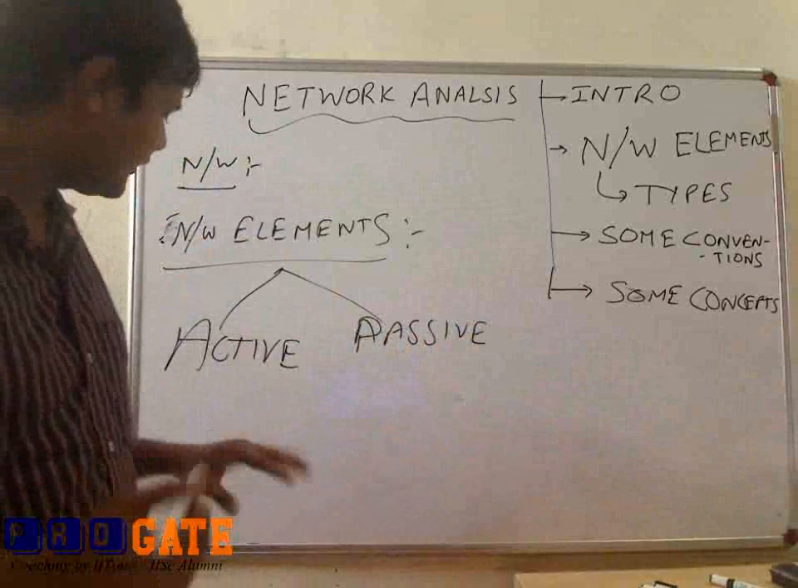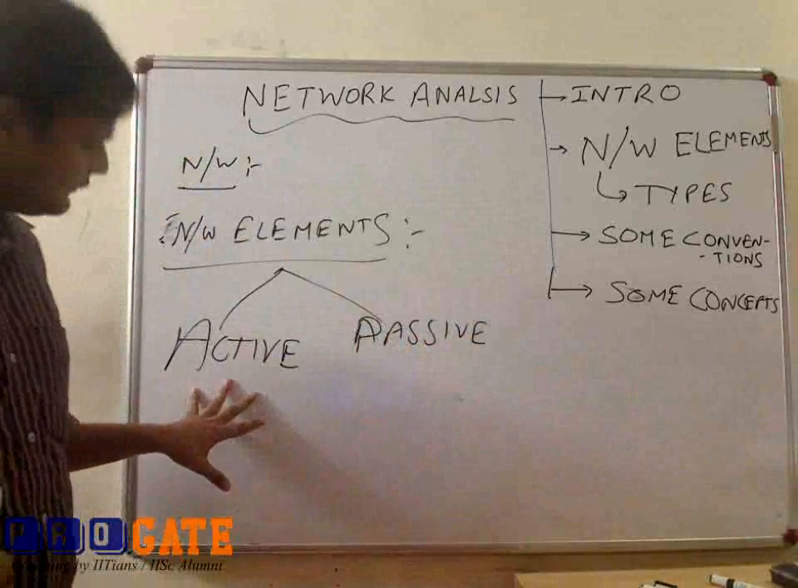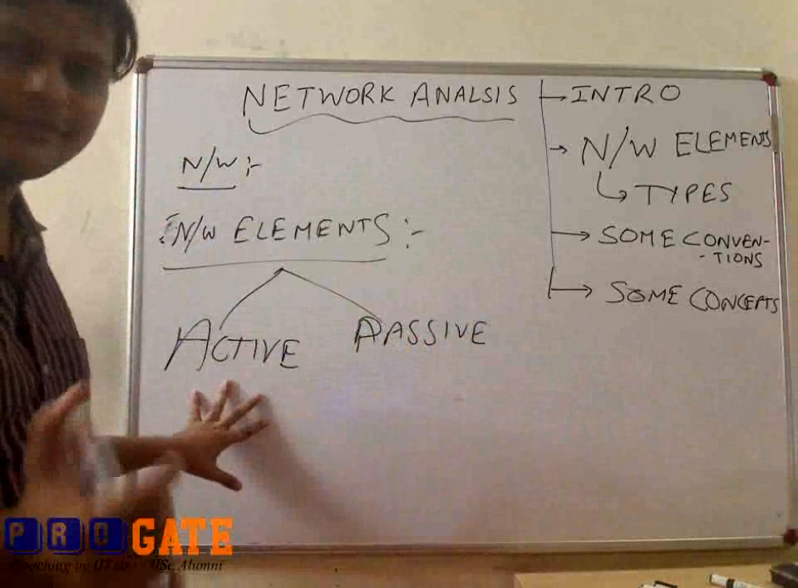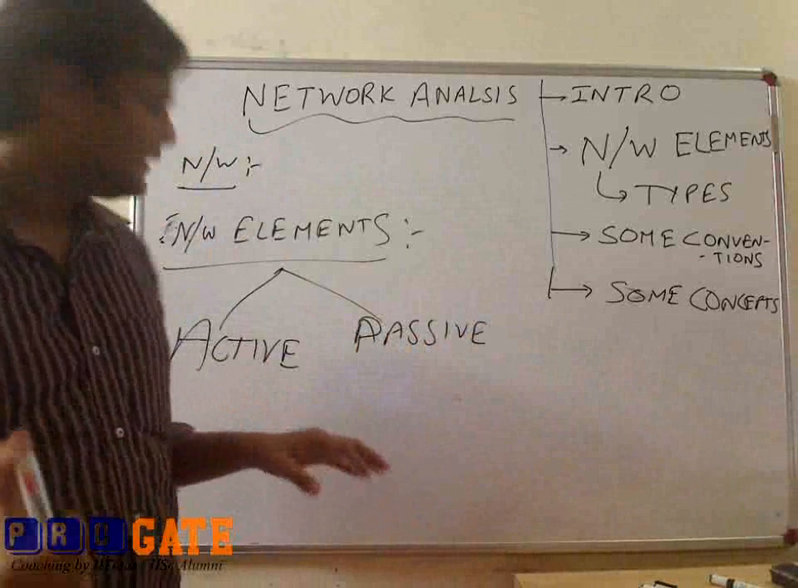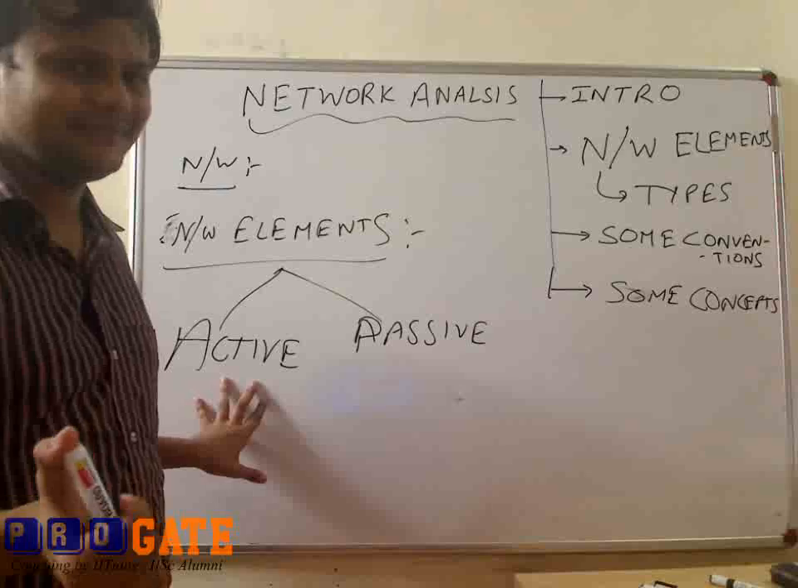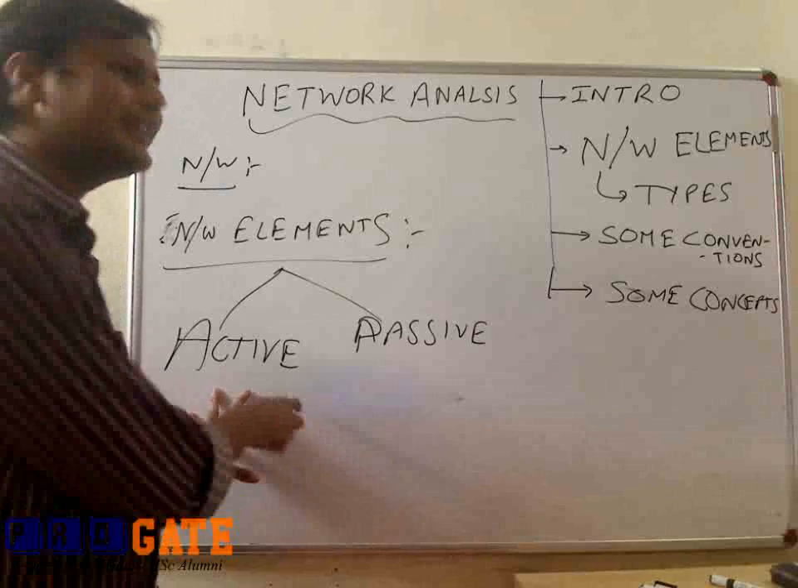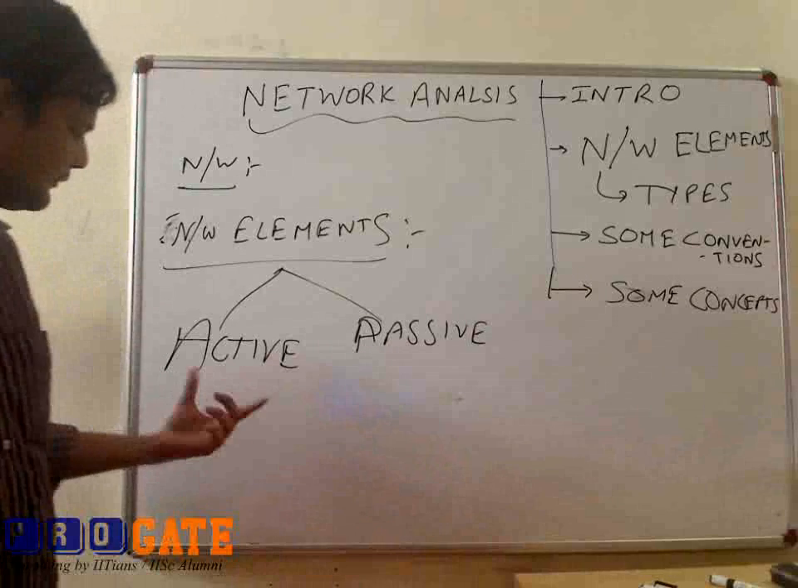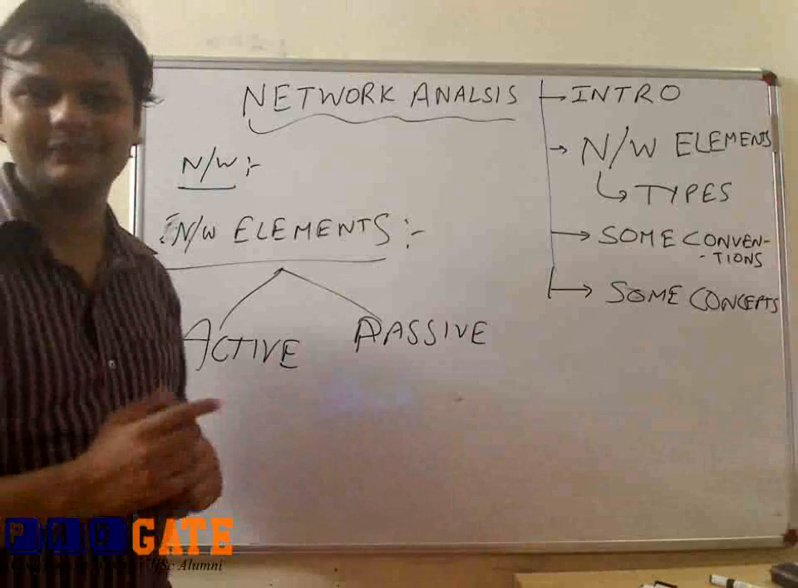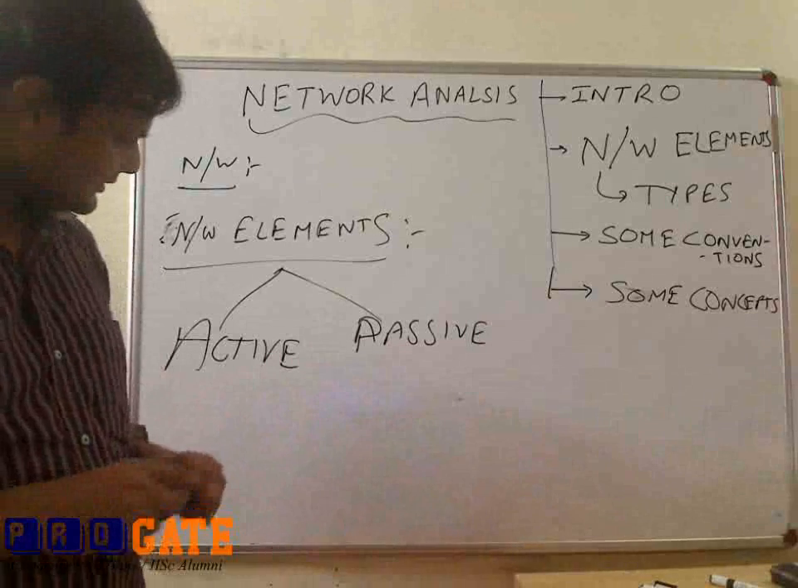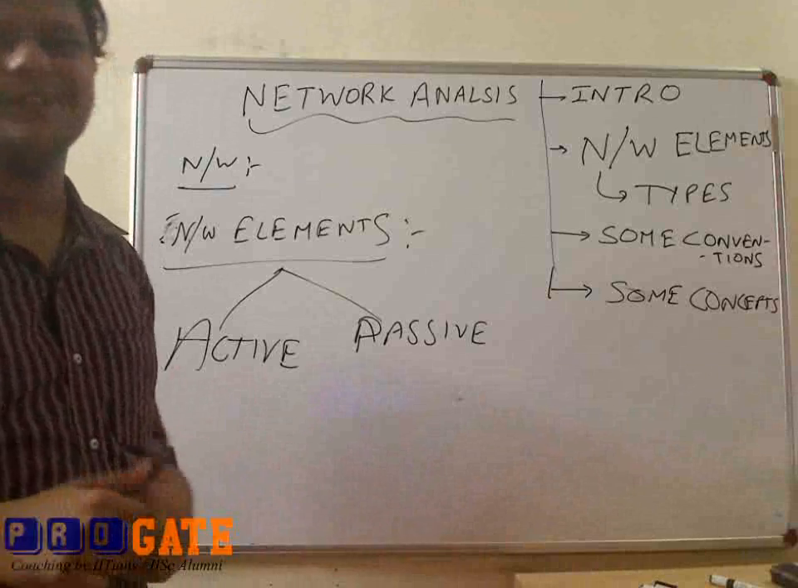So what are active elements? Active network elements are the elements that can give power or energy. It doesn't mean that they cannot absorb power. They also absorb power. For example, your battery is an active element and it also charges, so it also absorbs power.